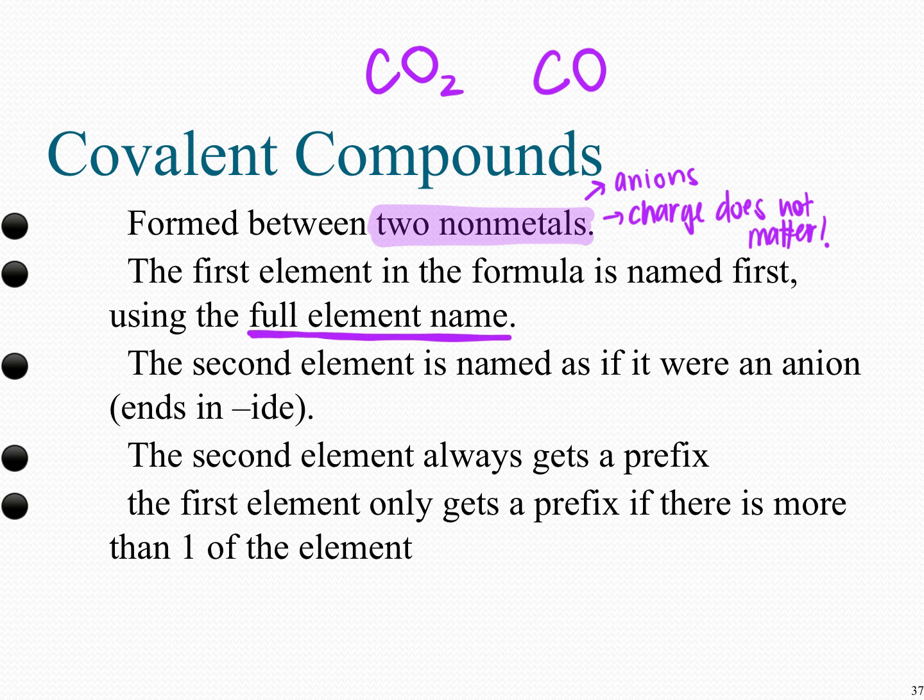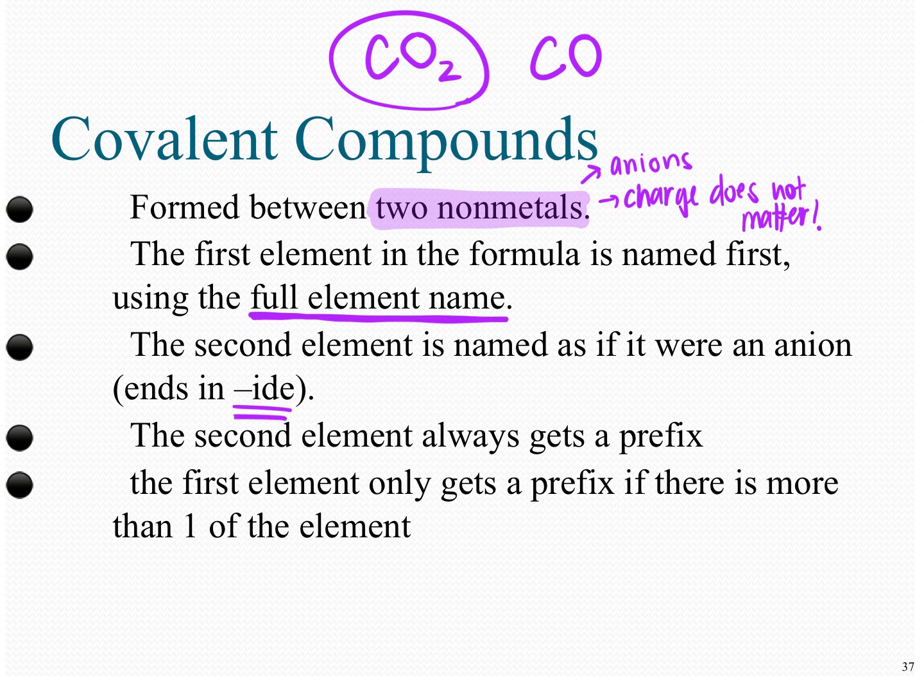That's really important. If you ever have trouble thinking about the covalent rules, just remember carbon dioxide. It gives you the rules right there. The first element keeps its regular name. The second element is named as if it were an anion, which means it ends in IDE. Carbon dioxide, not dioxygen. Carbon dioxide. The second element always gets a prefix.